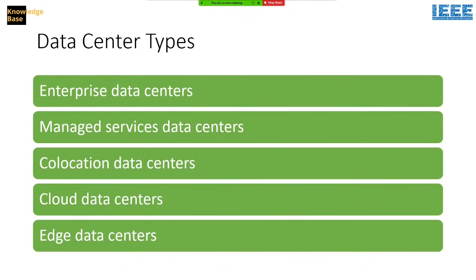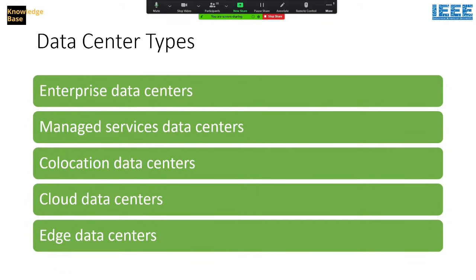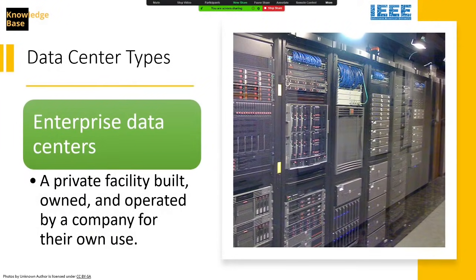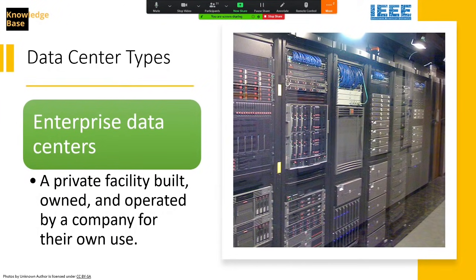Okay, so coming on to data center types, we have 4 main types of data center. You see 5 on the screen, but there are 4 main types, and we'll talk a little bit. So we have the enterprise data center, we have managed services data centers, and we have co-location data centers, cloud data centers, and the edge data center. We'll talk about each one in detail and see what it means and what the definition of each of these types of data centers is.